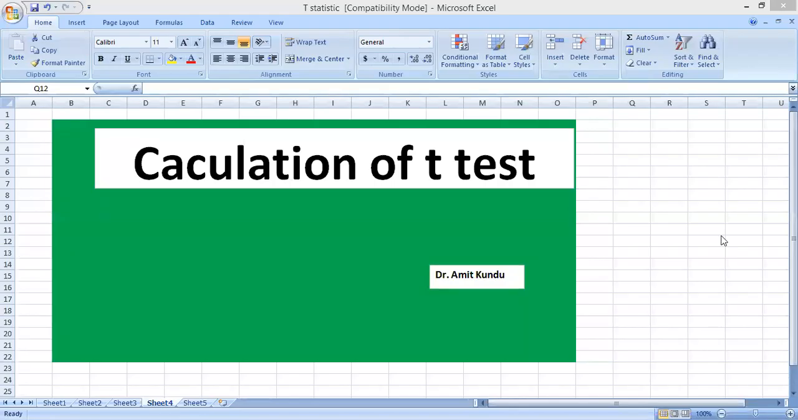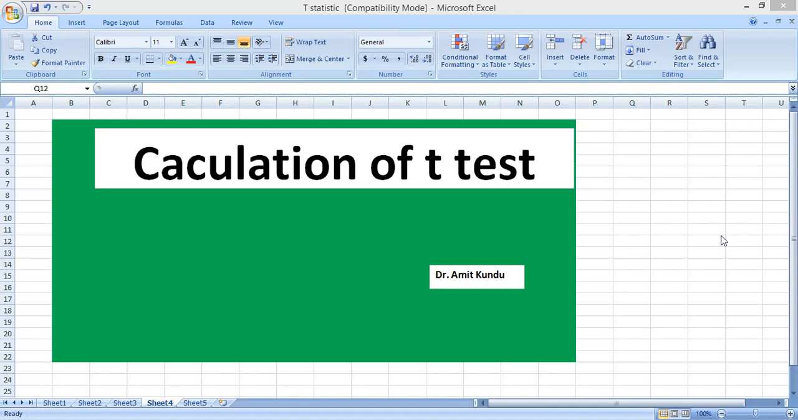Well, in this lecture, I am going to shed some light on the calculation of the t statistic. And before going to the calculation part, I would like to shed some light on the t-test. What is a t-test? You know it very well. A t-test, also known as the Student's t-test, is a tool for evaluating the means of one or two populations using hypothesis testing.